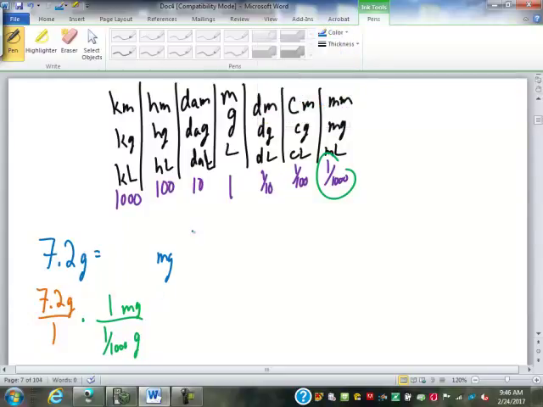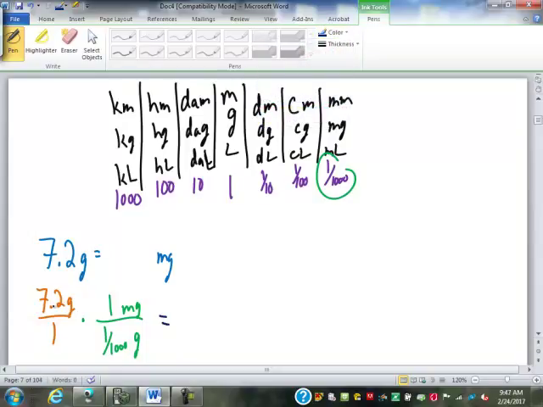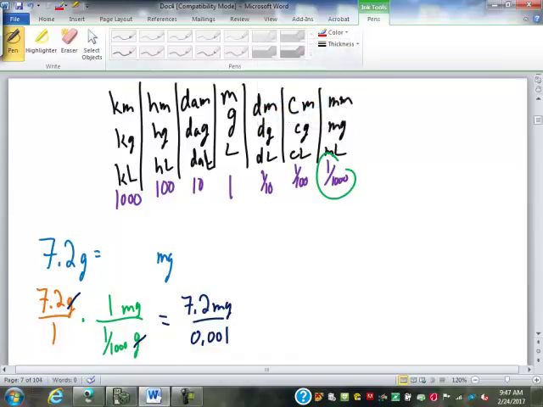Now, some might look at this and think this is a really ugly conversion, and it kind of is. The grams cancel out. 7.2 times a milligram is 7.2 milligrams. On bottom, 1 times 1/1000th is 1/1000th. I'm going to divide that out to be a decimal, 0.001. And now, just like up above, we have to divide it out. 7.2 milligrams divided by 0.001 is 7,200 milligrams.